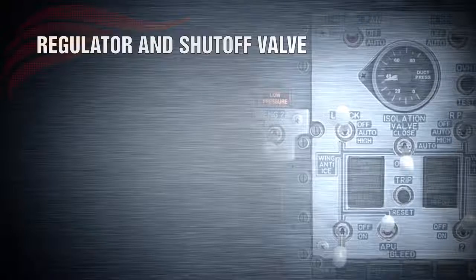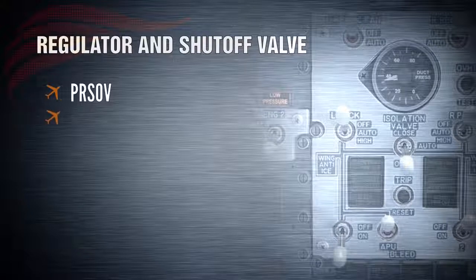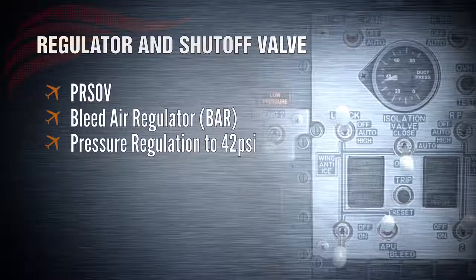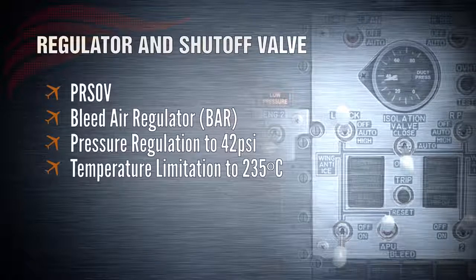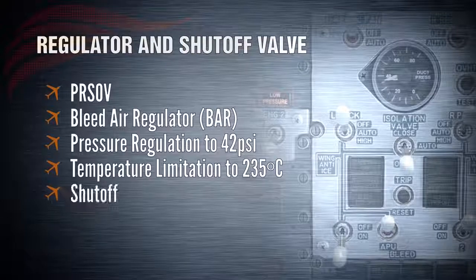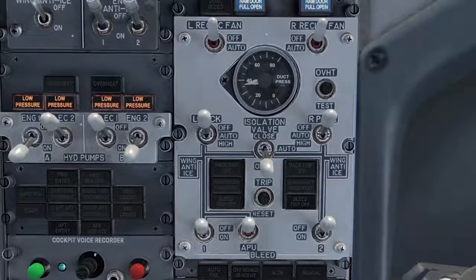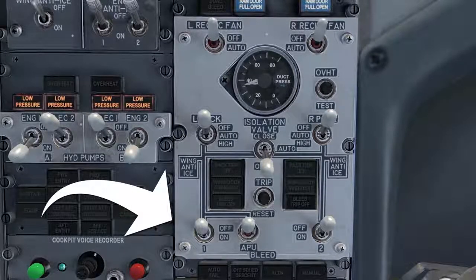There is a bleed air pressure regulator and shutoff valve, which we'll call PERSOV, that is controlled by a bleed air regulator, or BAR. The PERSOV essentially performs the following functions: bleed air pressure regulation to a nominal value of 42 psi, bleed air temperature limitation to about 235 degrees Celsius by means of a thermostat and pre-cooler, and bleed air shutoff. The engine bleed air switches are located in the forward overhead panel and have two positions.